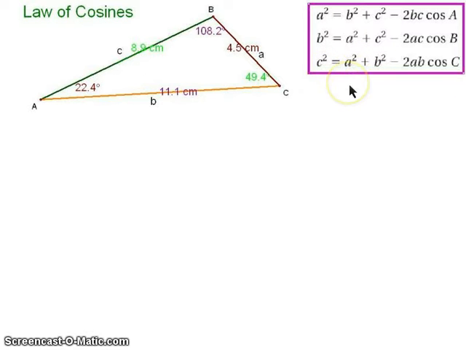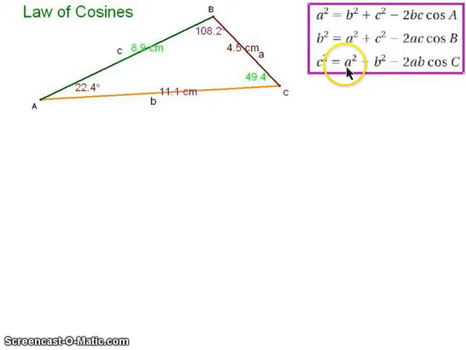To help you remember, just take a look at the last one here. c squared equals a squared plus b squared. That is the Pythagorean theorem. And the only thing we're doing to it is subtracting twice ab, and then taking the cosine of angle C. See how this is a squared and b squared? We're subtracting the sides a and b again, so minus twice ab, times the cosine of angle C. Now, don't confuse that with side c. Lowercase letters are used for the sides, capital letters are used for the angles.